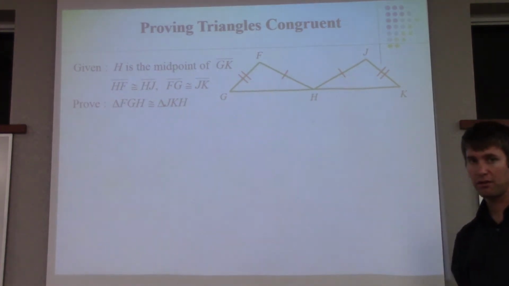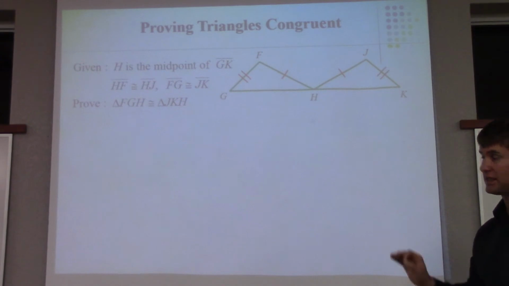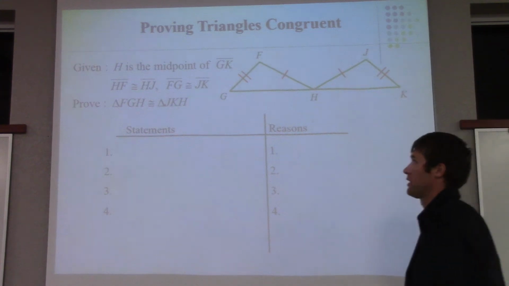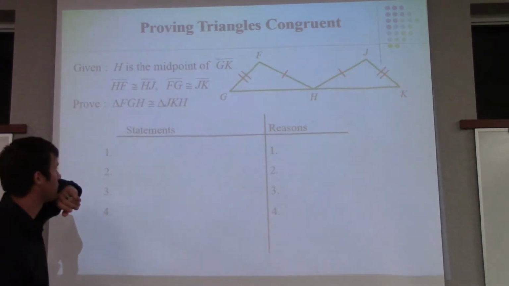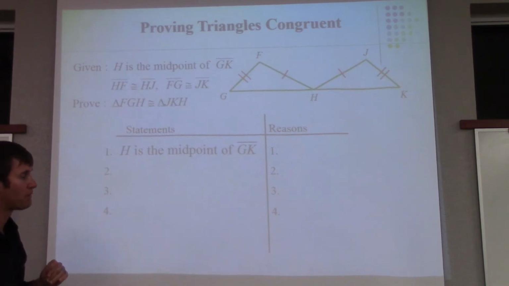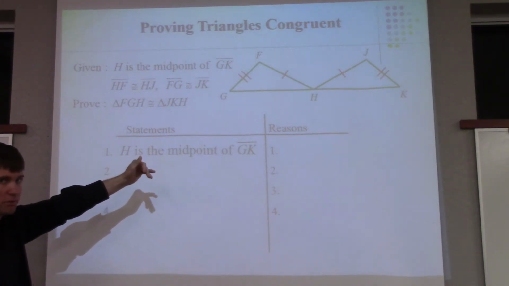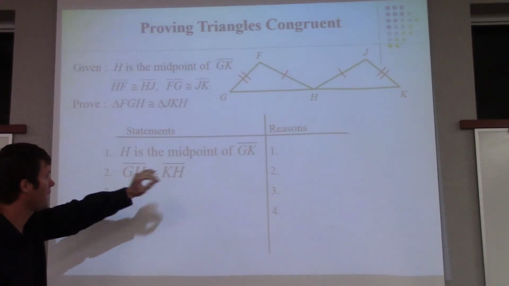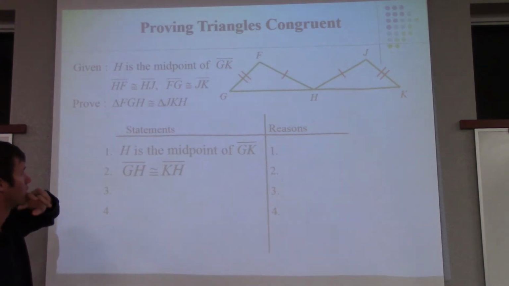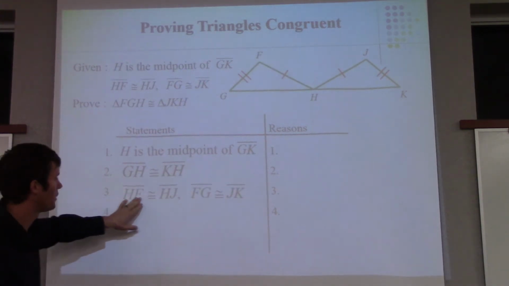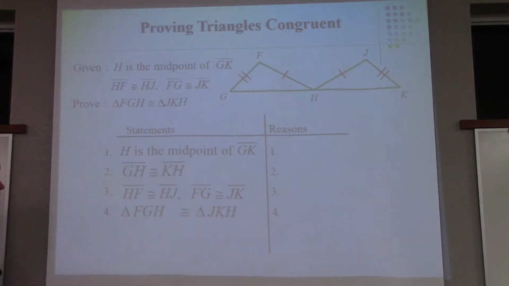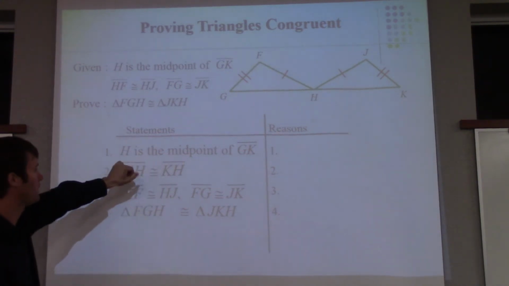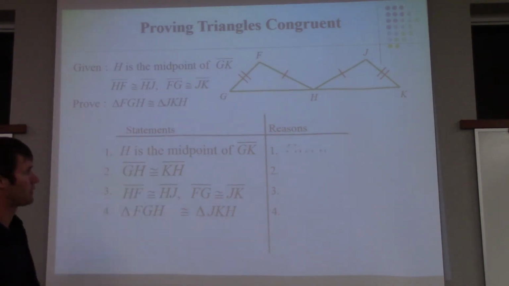So first thing we're going to do in our proof is write what's given. So prove that these two triangles are congruent. Start with HF is equal to HJ. Write that down. Okay? So H is the midpoint. How do I know H is the midpoint? How do I know that GH and KH are equal to one another? So here's all the stuff we want to prove. So let's go ahead through. H is the midpoint. How do I know that H is the midpoint? See that word? It's given to us.